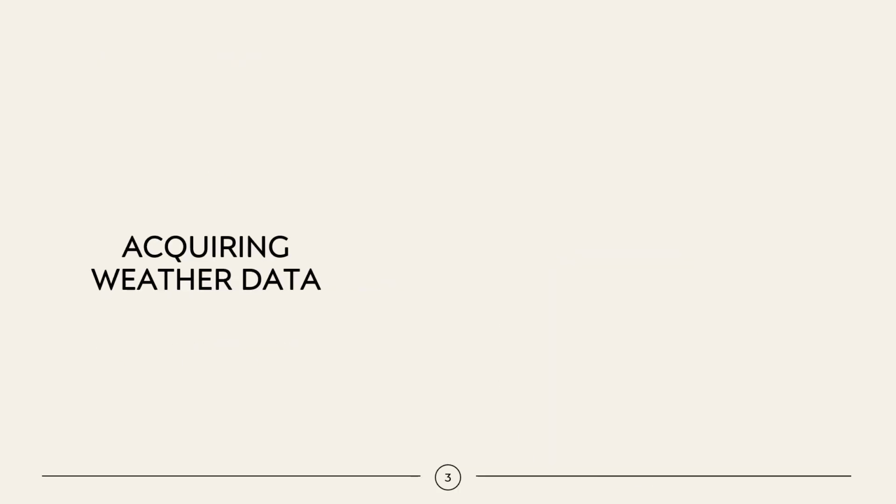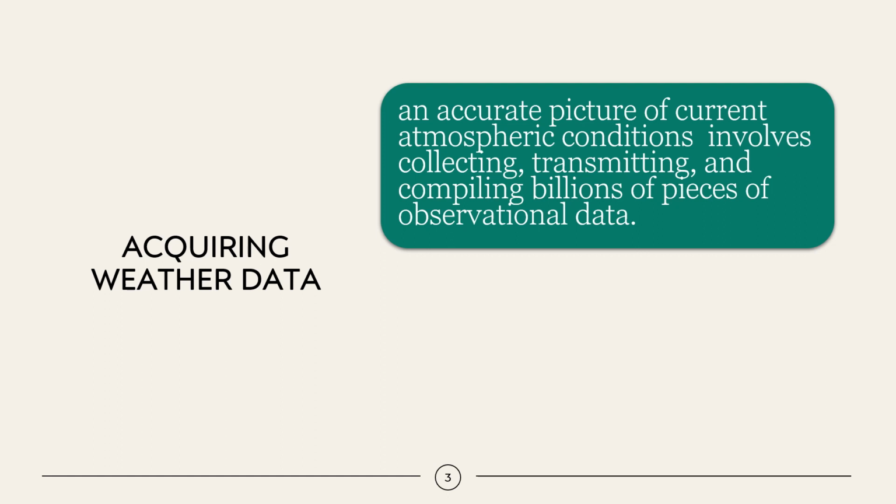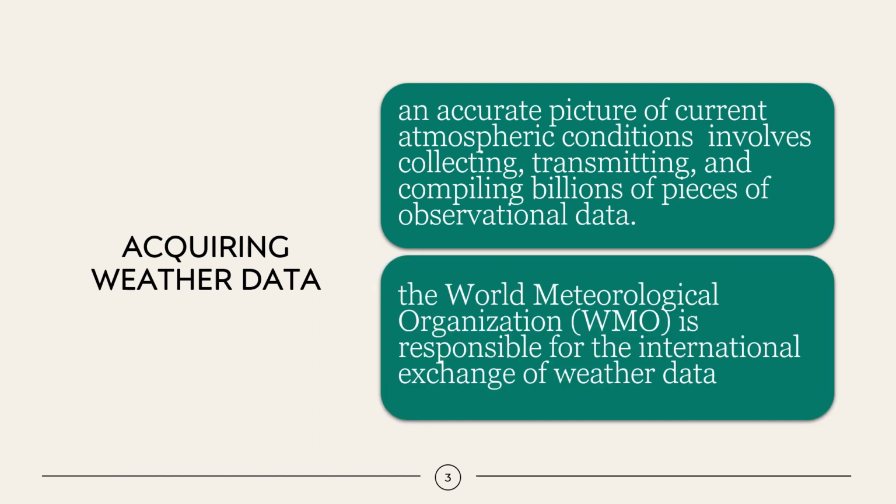First is acquiring weather data. And we know that before weather can be predicted, forecasters must have an accurate picture of current atmospheric conditions. And to get this accurate picture, it involves collecting, transmitting, and compiling billions of pieces of observational data. And to do that, we have the World Meteorological Organization, or the WMO.